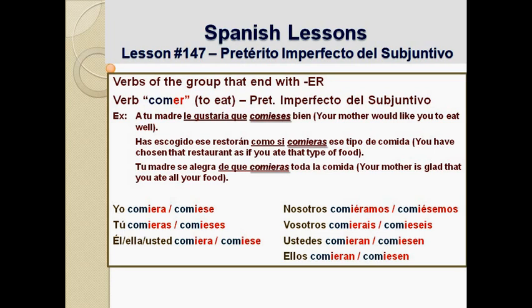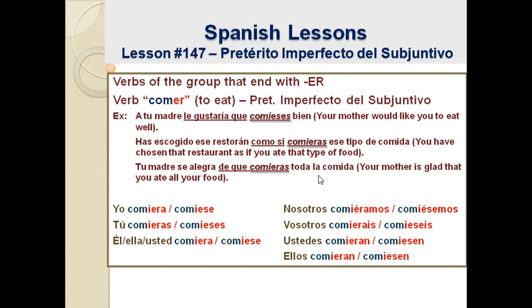Ustedes comieran. Ustedes comiesen. Ellos comieran. Ellos comiesen. So you can see how these are two conjugations of the pretérito imperfecto del subjuntivo.